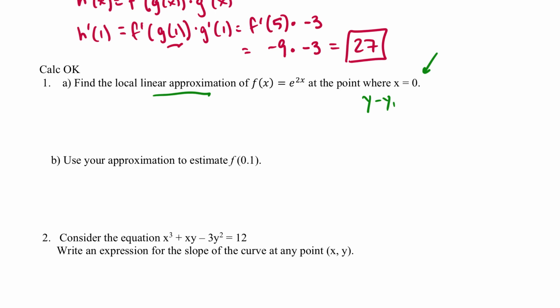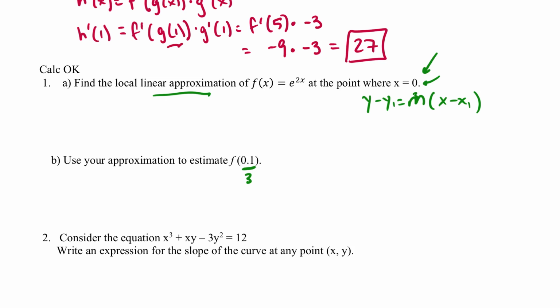Looking at part B, it gives me 0.1. If this was something like 3, I'm not going to get a good approximation because the line I'm creating is at 0. If this was f of 3, then I would have to create the line at 3. Hopefully we can understand that. So this becomes the slope, and then this is x minus x1. That's what I'm trying to do, is make this line.